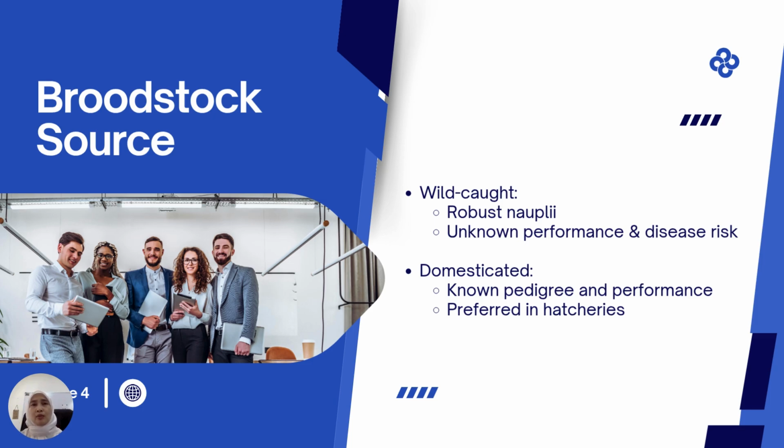All right. So for the more preferable method for hatchery operation, normally we adopt the second option, which is the domesticated broodstock, because if we choose this one, we know exactly the pedigree, and also we have data. We know the performance of the broodstock because we could rely on the data or the record that they keep for that specific broodstock that we purchase. And because of that, this option is more preferable in the hatchery operation.